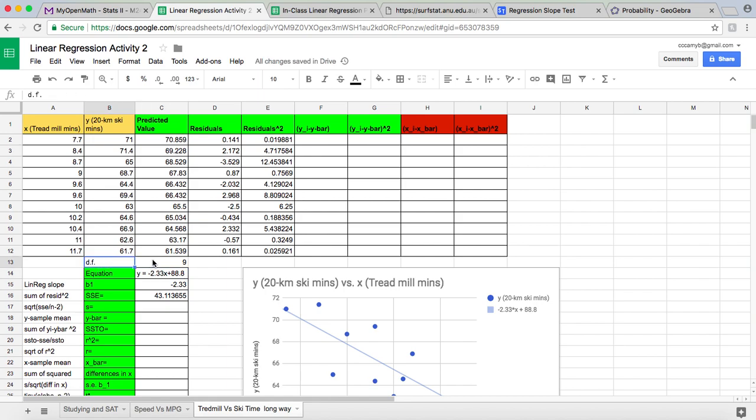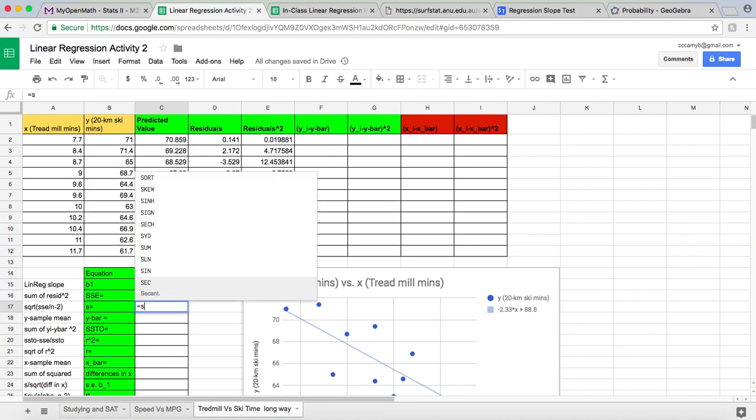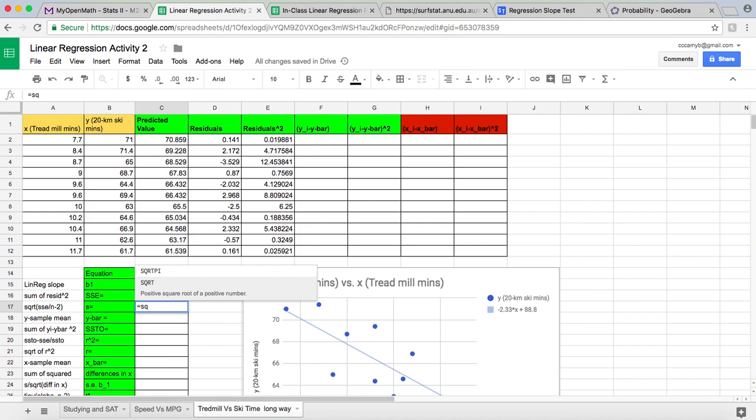But this is really small, so we don't need this. So what I can do is I can just count. I can see from 2 to 12. That's 11. 11 minus 2 is 9. So I know that my degrees of freedom are 9. So this is equal to the SQRT. Make sure that you don't put U because it will go away. So the square root of the SSE, so we're just going to click on the SSE, divided by our degrees of freedom, which in this case is 9. Enter, and there we go.